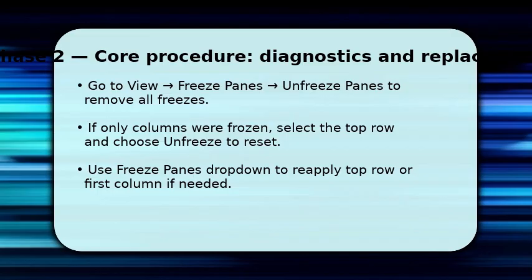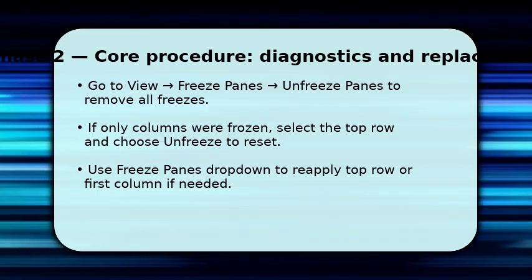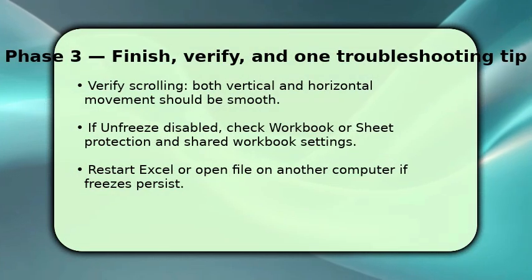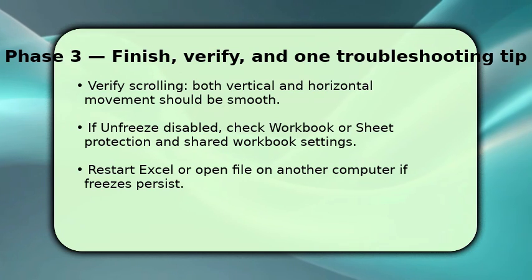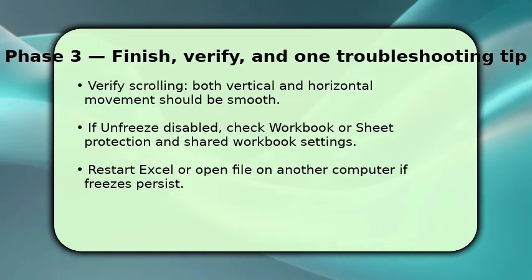If you want a different freeze, select the correct cell and pick Freeze Panes, or choose Freeze Top Row or Freeze First Column for quicker fixes. Finish by testing sheet navigation. Scroll up, down, left, and right to confirm the freeze is gone.